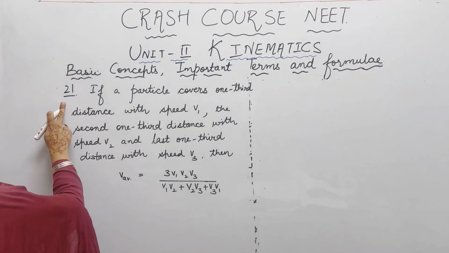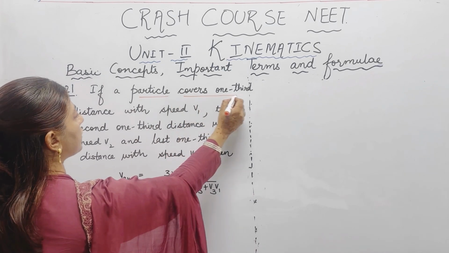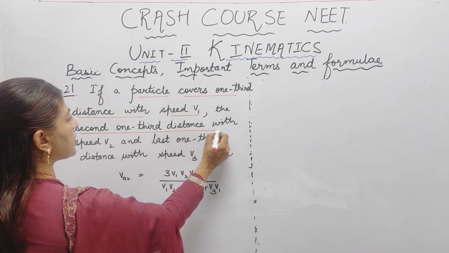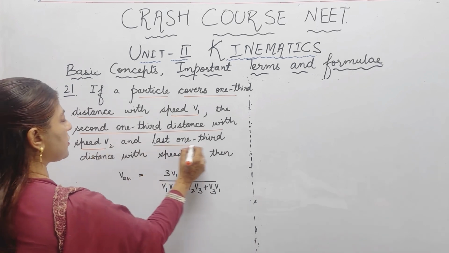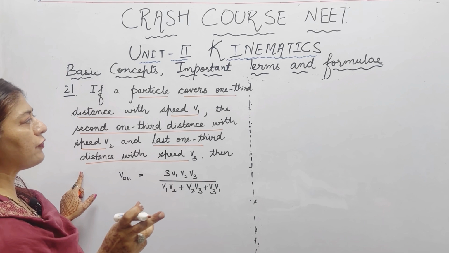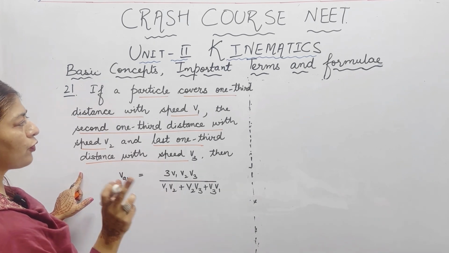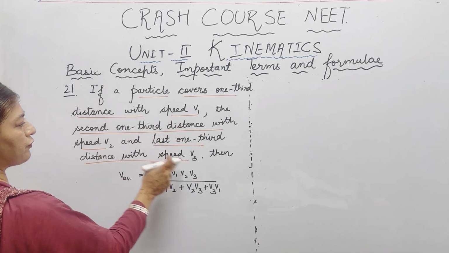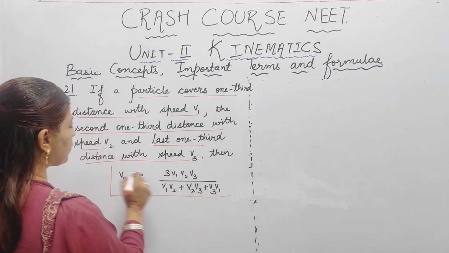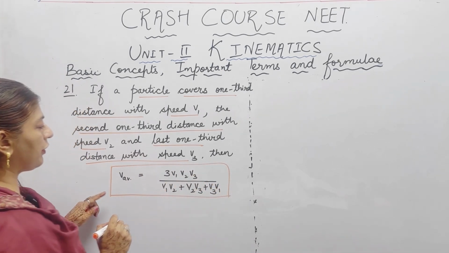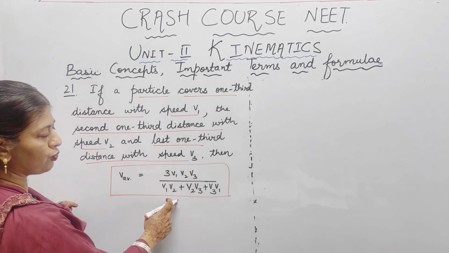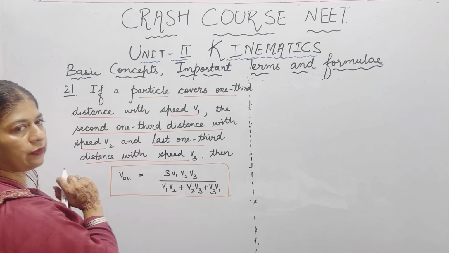The 21st point is, if a particle covers one-third distance with speed v1, the second one-third distance with speed v2, and the last one-third distance with speed v3. It means the distance is divided into three intervals, and for those three intervals v1, v2 and v3 respectively are the speeds. Then the average speed will be given by 3v1v2v3 divided by (v1v2 + v2v3 + v3v1).